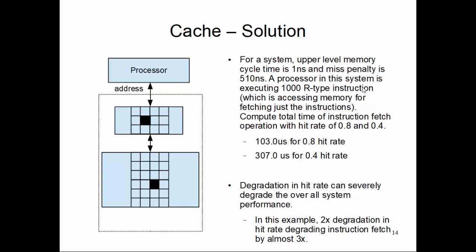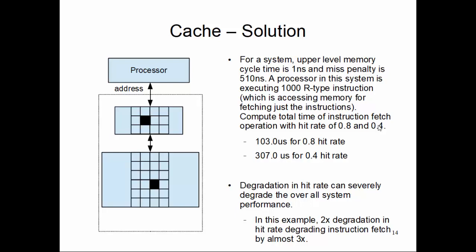Now a processor in this system is executing, let's say, 1000 R-type instructions, meaning we are accessing memory only to fetch the instruction. Now compute the total time of instruction fetch with the hit ratio of 0.8 and 0.4. Let's say the hit ratio is 0.8, meaning 80% of the time the corresponding instruction is present in the higher level memory, and 20% it is missing, so it needs to copy that corresponding block into the higher level of memory. Whereas 0.4 is half of the hit rate. What is the total instruction fetch time?